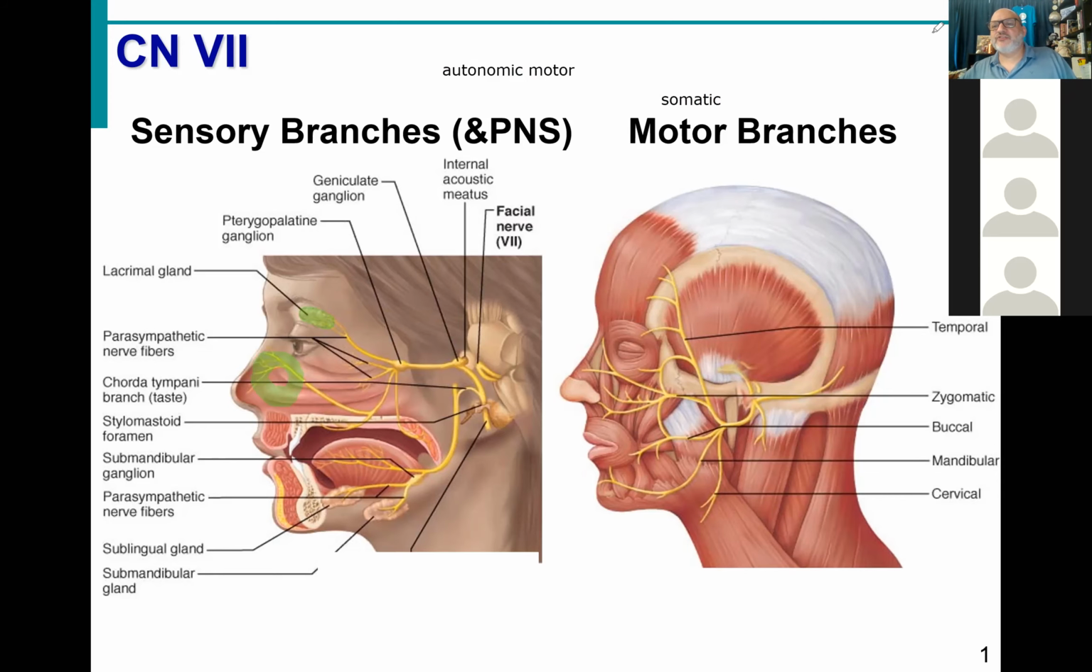But there is also a sensory function. And that sensory function, as we see here, is basically taste from the anterior 2/3 of the tongue.